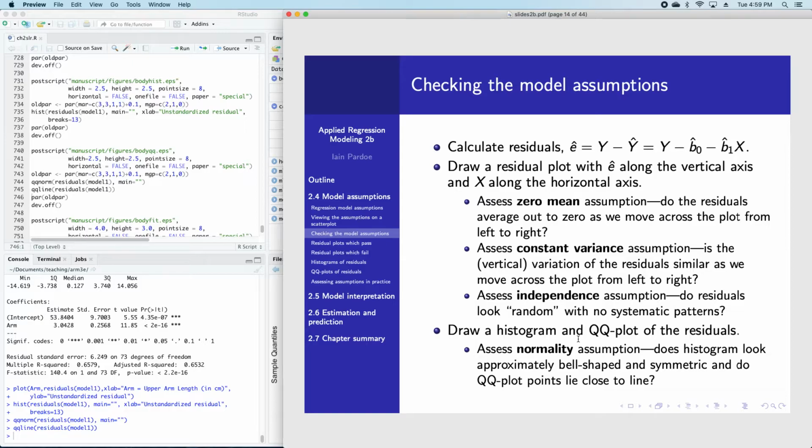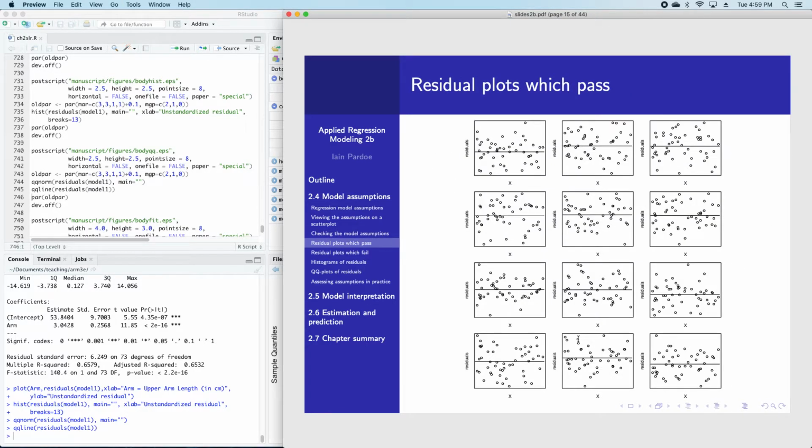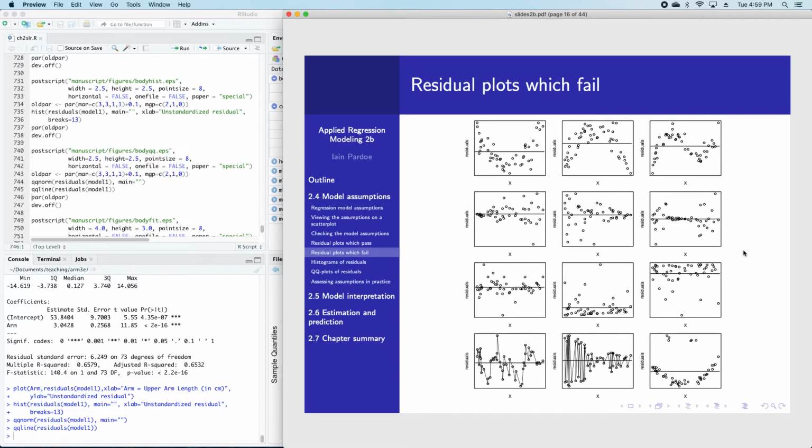Okay, so that's an illustration of how this works in practice. Here are some examples of residual plots which are perfectly fine. These all pass with flying colors. If you stared at any one of these too long, you might be able to see some non-random patterns, but there's nothing to worry about here. Whereas these plots are ones which fail.